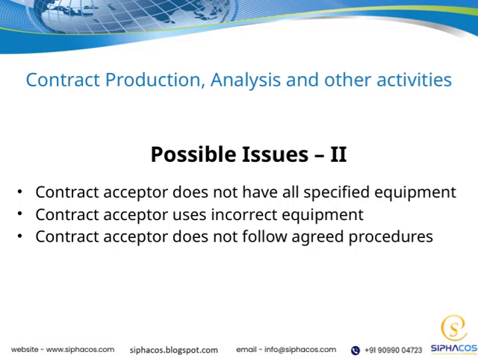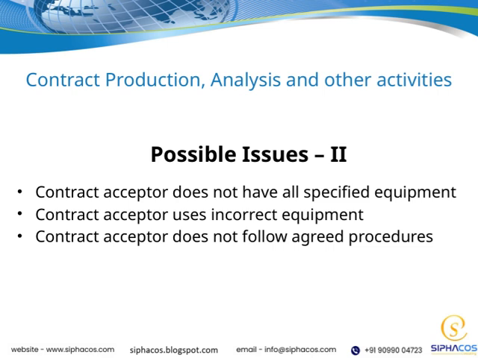Let's talk about some potential issues that can arise during our contract activities. First, there might be cases where the contract acceptor does not have all the specified equipment needed for the job. This can lead to delays or even compromise the quality of the work. It's crucial that the acceptor has everything on the list before starting. Next, using incorrect equipment is another common issue. Even if they have the right tools, using the wrong ones can cause procedural errors or damage. Ensuring they use the correct equipment as specified is vital for maintaining standards.